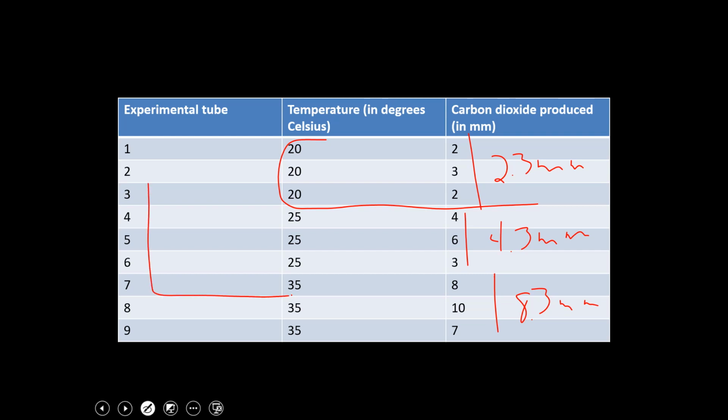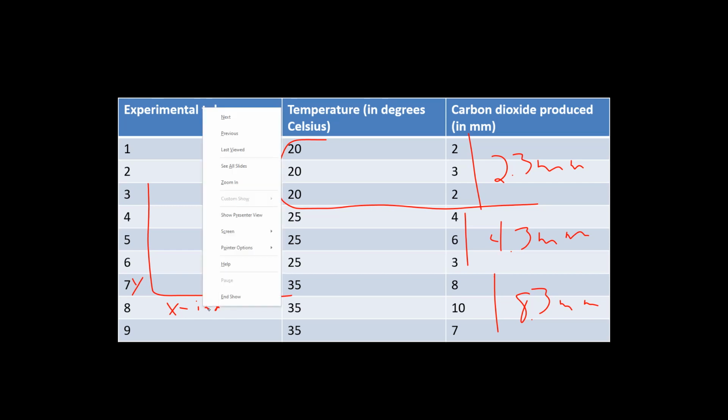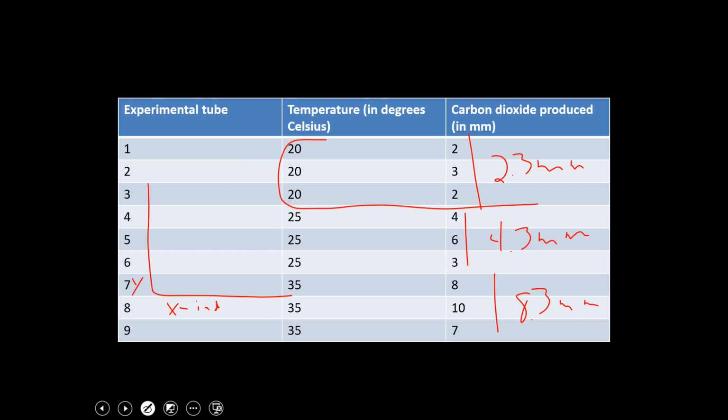Okay, so this is the x-axis, this is the y-axis. On the x-axis, you put your independent variable, which again is the thing that you have control of. What we had control of here was the temperature. We had 3 different temperatures. So we've got 20 degrees, 25 degrees, and then 35 degrees. So you would go ahead and put those on there.